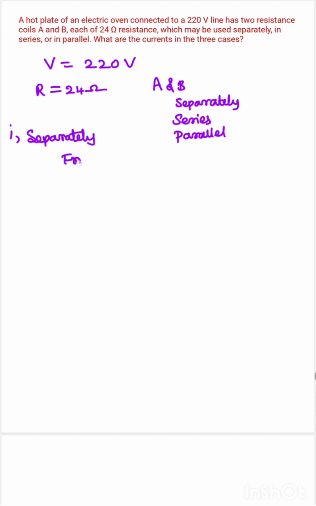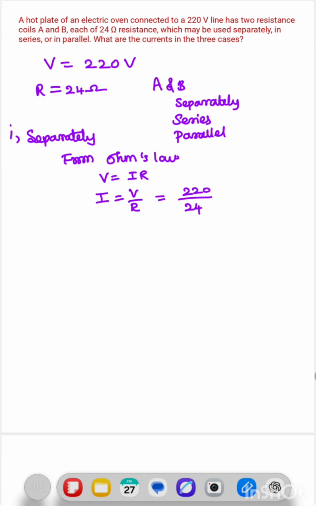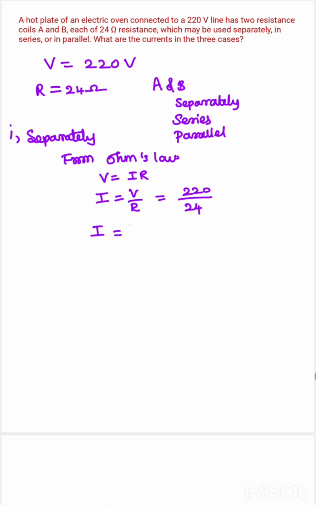From Ohm's law, V is equal to IR, so I is equal to V by R. This is equal to 220 divided by 24. So I is equal to 9.17 amps. So next case is series.